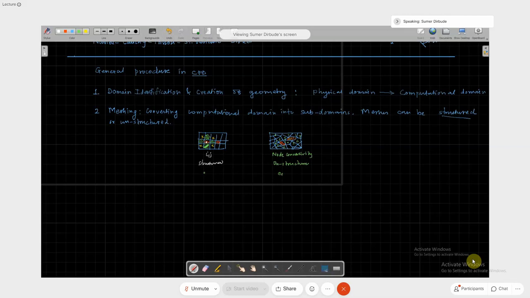They are easy and not time consuming. These, the structured ones, are difficult for complex geometries, difficult for complex geometry and time consuming.